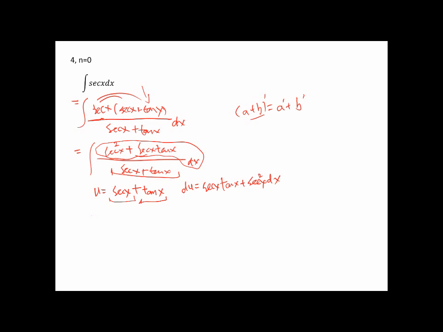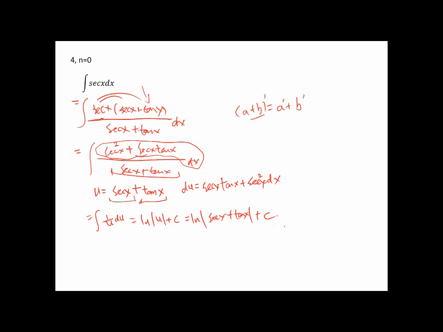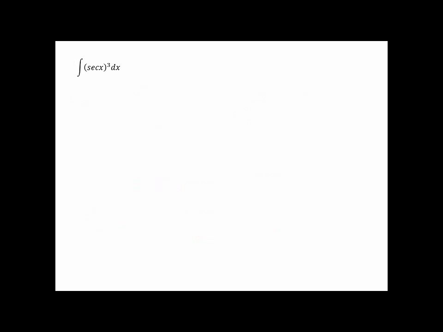What's on top? Plug in 1/u du. So it goes to natural log absolute value u plus c. Natural log secant x plus tangent x plus c. So this is my final answer. We want to remember at least how to begin, so that I can keep working, right? This is this one. Let's see the next one.